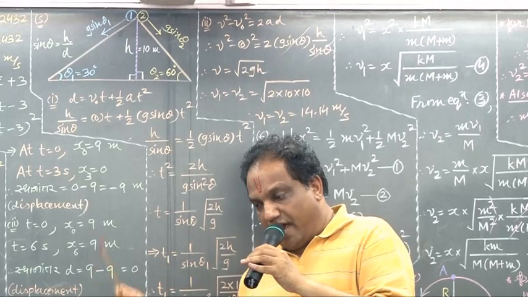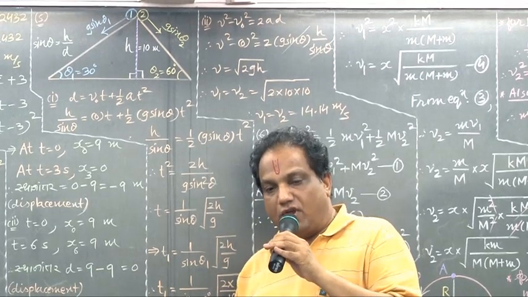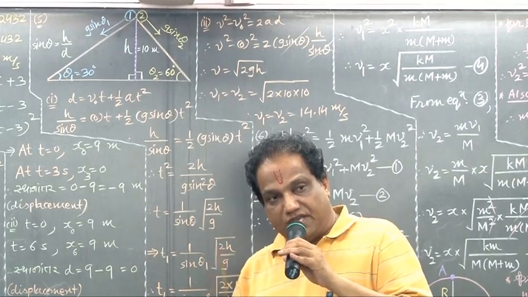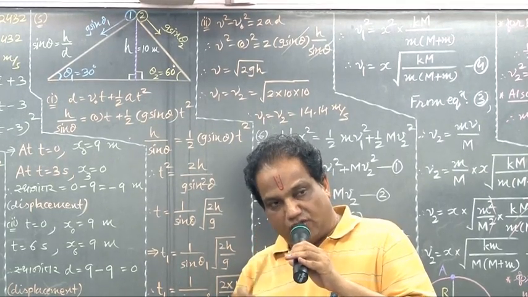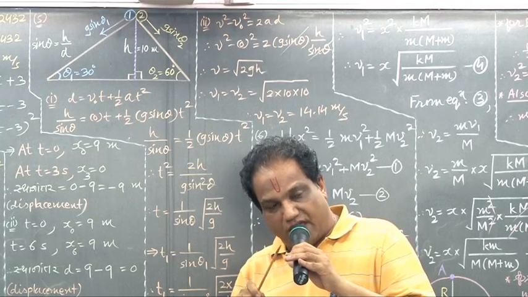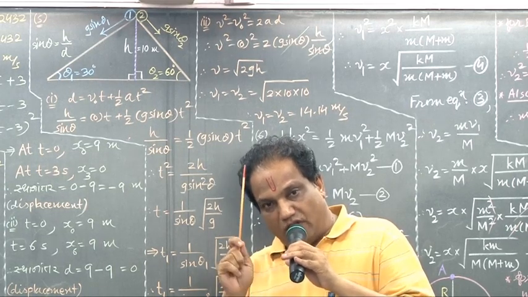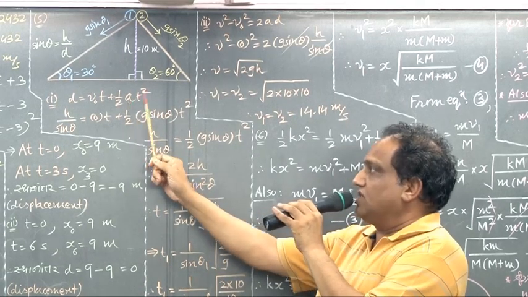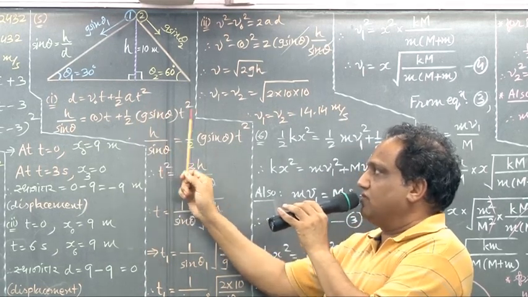Acceleration of the body parallel to the slope, how much? g sin theta. If I am asking you force, then you should tell me mg sin theta. If I am asking you only acceleration, you should tell me g sin theta. So this acceleration parallel to the surface of the slope is g sin theta, into t square as it is.